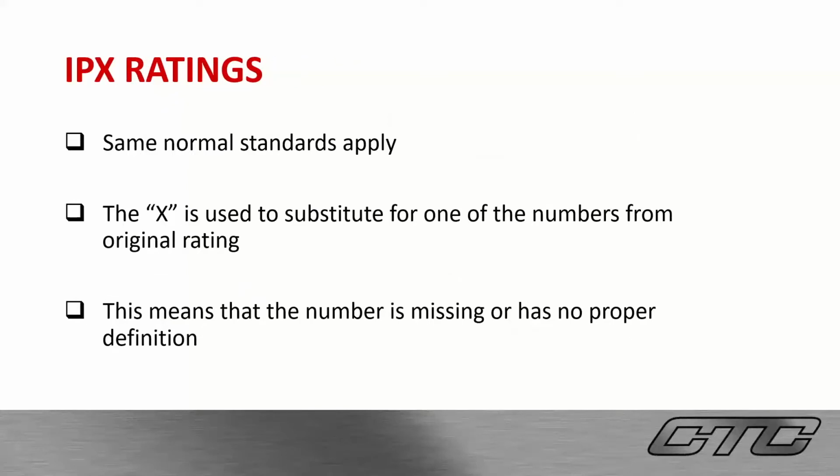And then on another hand, we have IPX ratings. These are the same as the normal ratings, and the same standards apply. The X is used to substitute for one of the numbers from the original rating. This means that the number is missing or has no proper definition.